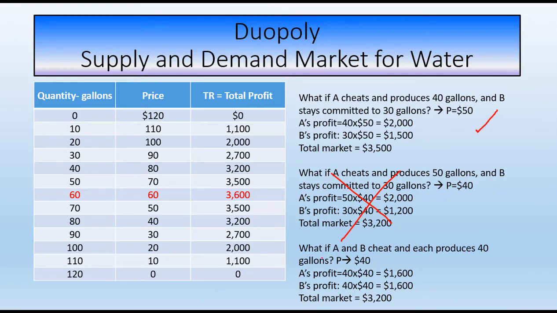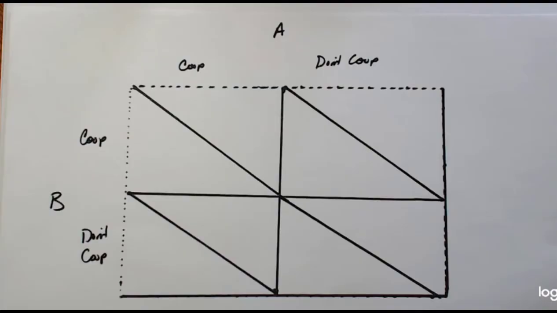Now let's move on to this other scenario. What if both A and B cheat and each produces 40 gallons? They each produce 40 gallons, and that means the total is going to be 80 gallons. The price will be $40 right here. And in that case, the profits will be $1,600 each, and they'll share this $3,200 right here. But they're down compared to if they were cooperating. If they're cooperating, they would have made $1,800 each instead of just $1,600 each.